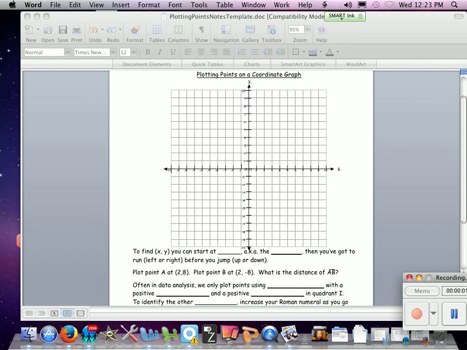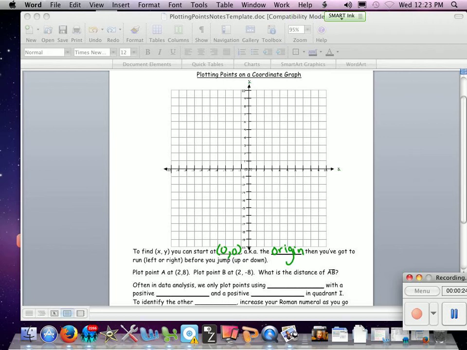Plotting points on a coordinate graph or coordinate grid, so we've done it. Now we're just going to summarize some of what we've learned here. To find x, y, you can start at 0, 0, which if you recall we called the origin. It's where it all begins. You start there. Then you've got to run left or right before you jump up or down.